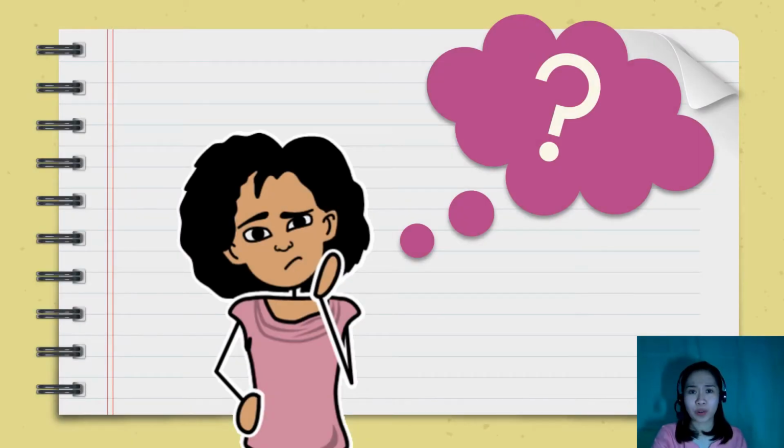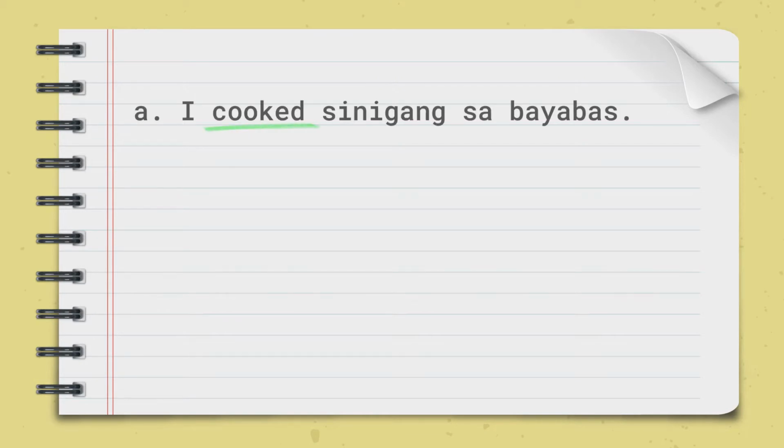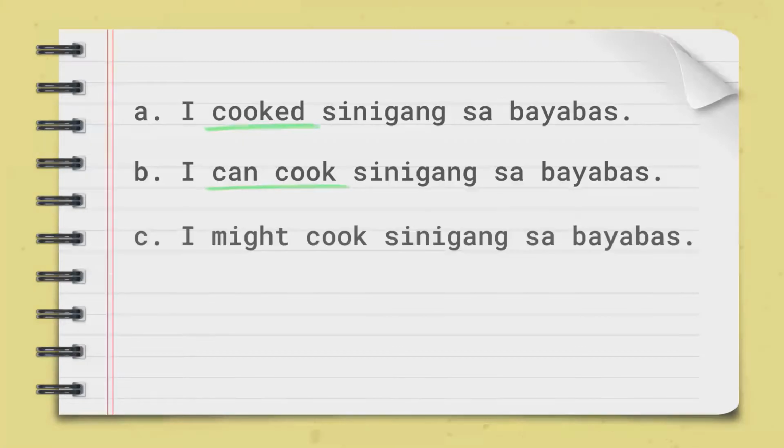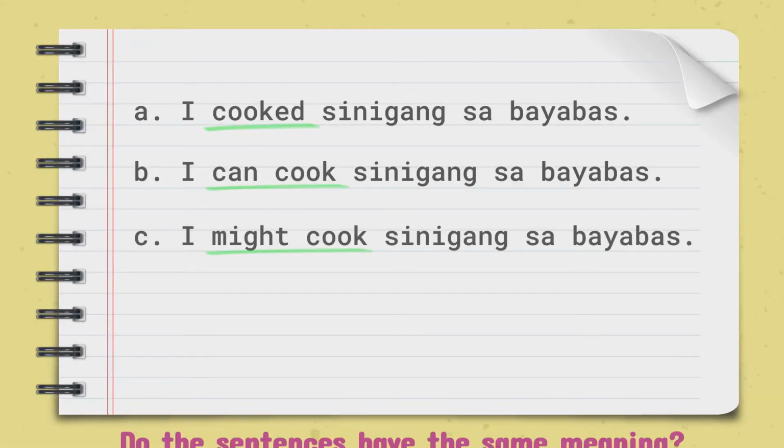Have you ever noticed how a single word, when added to a verb, can change the entire meaning of a sentence in a flash? Let us examine the underlined words in these sentences. I cooked sinigang sa bayabas. I can cook sinigang sa bayabas. I might cook sinigang sa bayabas.